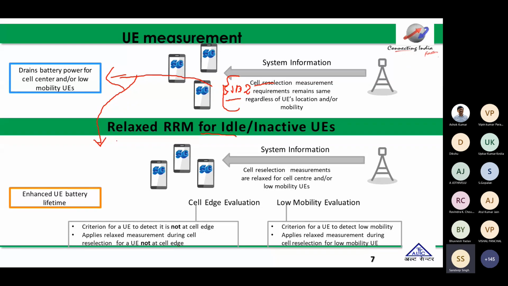So in the relaxed radio resource measurement, first, the cell reselection measurements are relaxed for user equipment that resides in the cell center or has low mobility, right? For those users, the measurement reporting period is relaxed. They are not measuring all the time and sending the measurement report every time. It actually saves the battery life of the user equipment or 5G mobile.